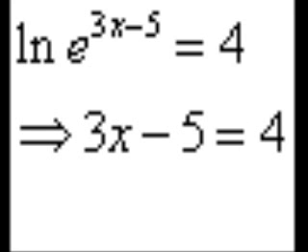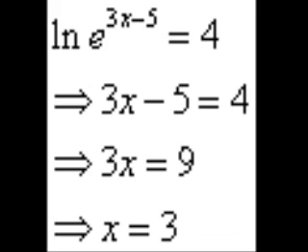ln of e to the 3x minus 5 equals 4. Now, using the fact that ln of e to the anything equals anything, we now have 3x minus 5 equals 4, which of course gives us x equals 3.